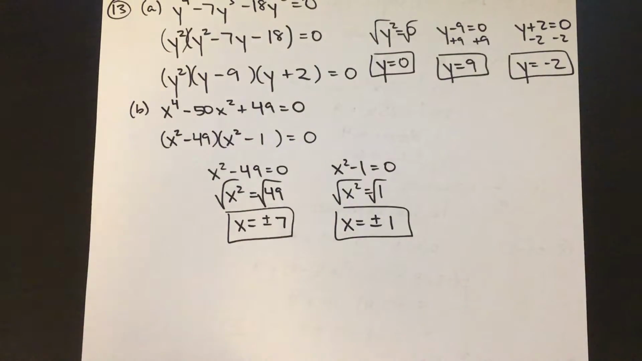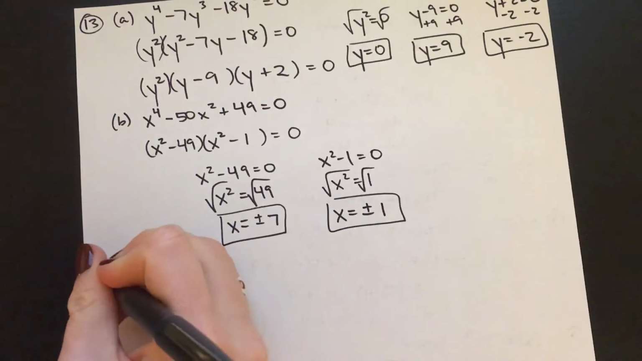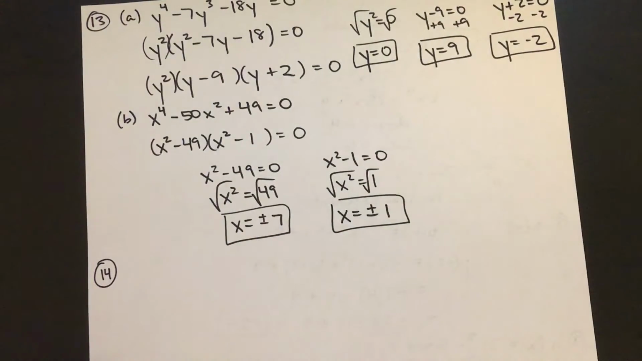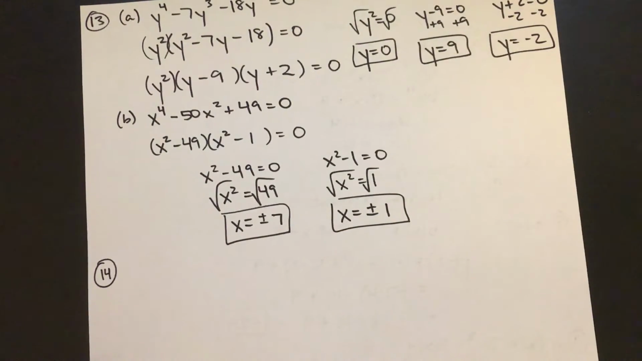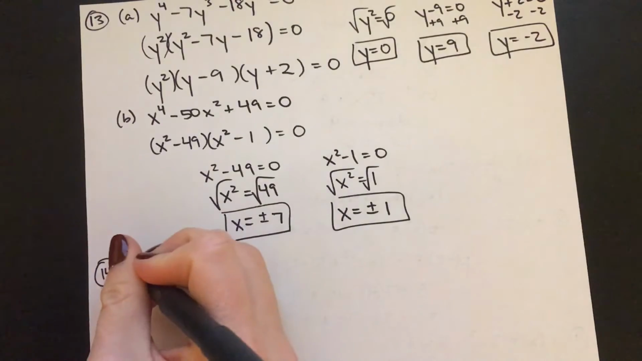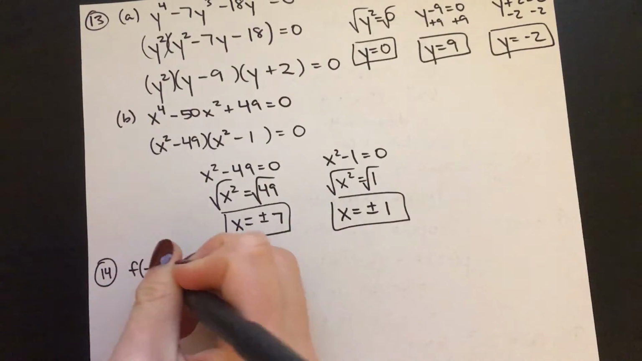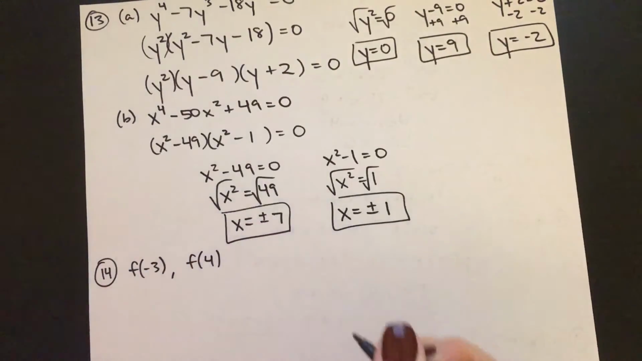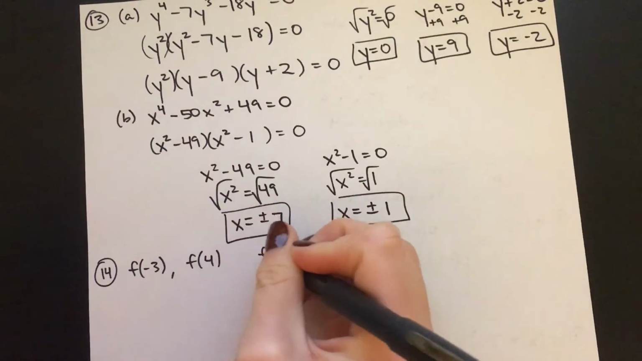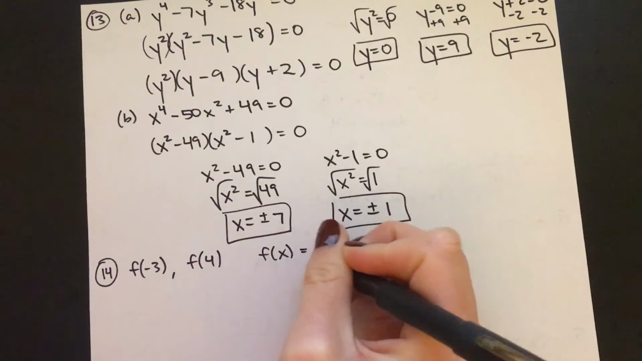Number 14 and 15 are both 5-6 stuff. So number 14, it says use synthetic substitution to find f of negative 3 and f of 4. Okay, so you want to find both of those. And here is your polynomial.